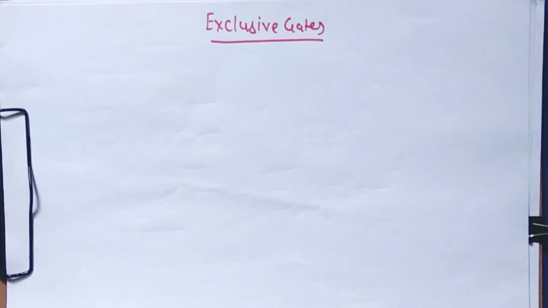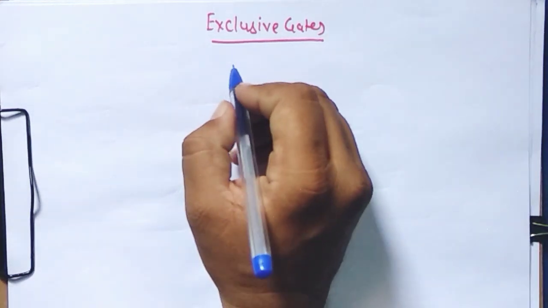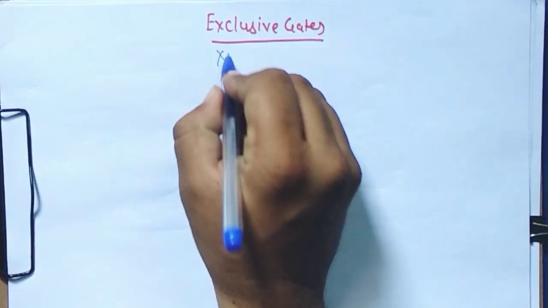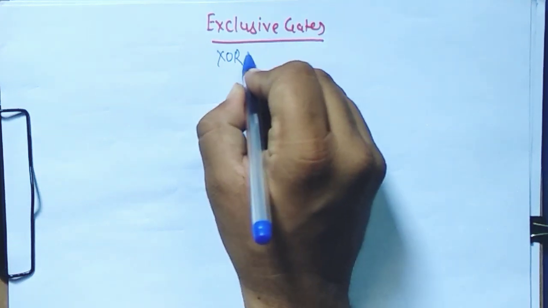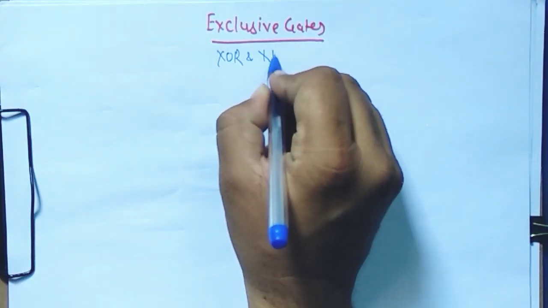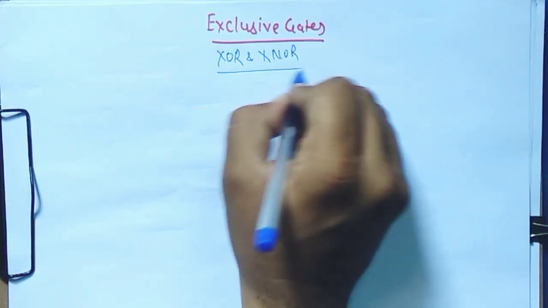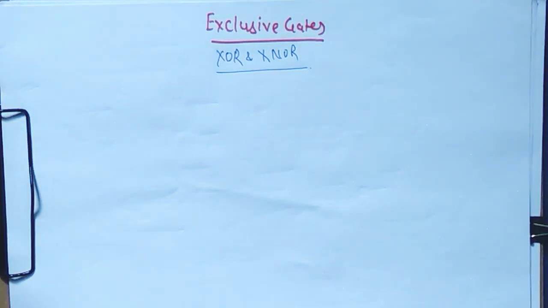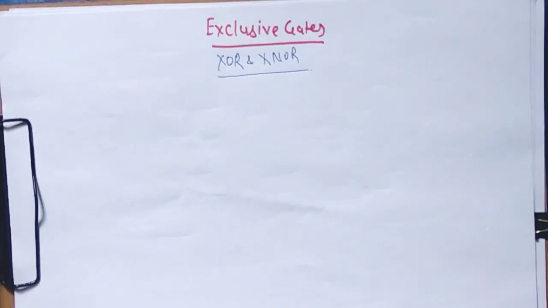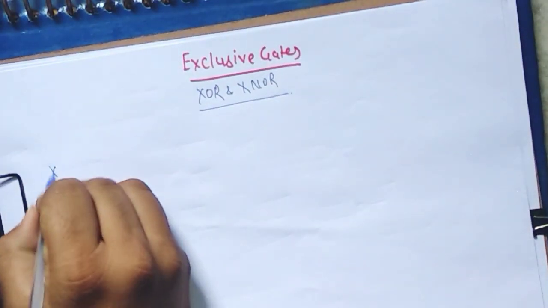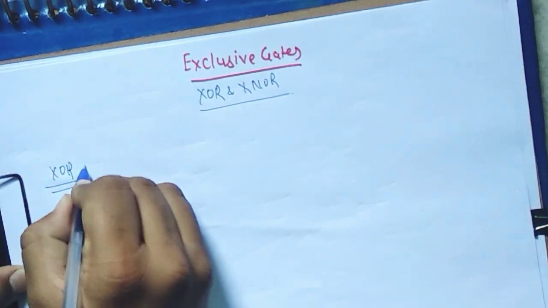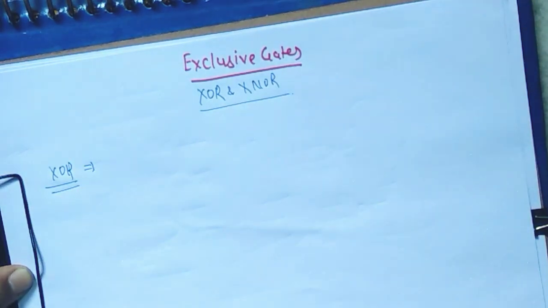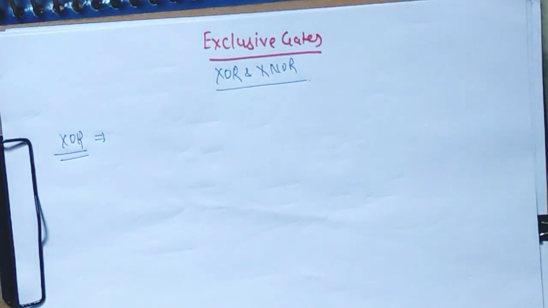Now, what are the exclusive gates? There are two exclusive gates, XOR and XNOR. It is also called exclusive OR and exclusive NOR gates. First of all, I will explain the XOR gate, the exclusive OR gate.